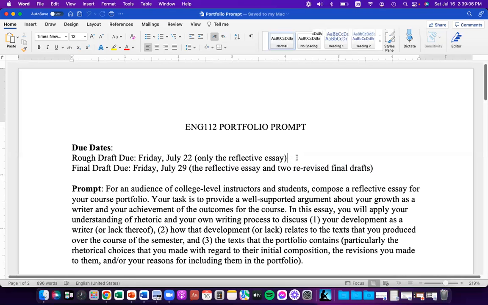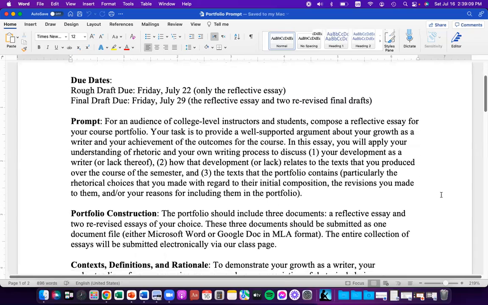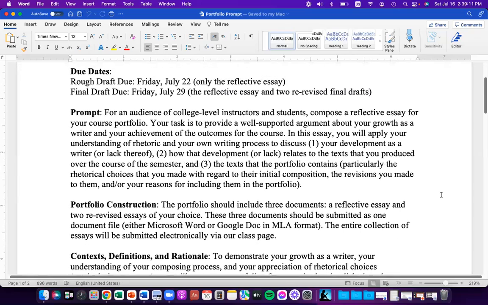So, okay, let me continue explaining. I'm going to try to explain this many different ways over the course of this time. So for the prompt, for a college level audience, compose a reflective essay for your course portfolio. Now, portfolio is something you see artists do a lot of times. You see business people do. They show work that they have done throughout a certain period of time.